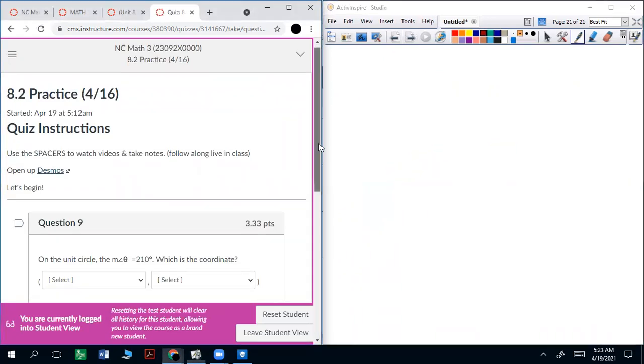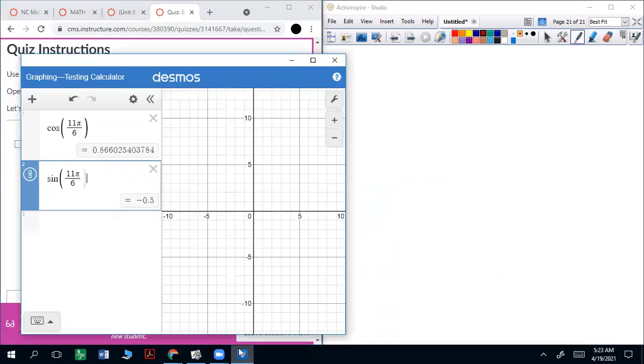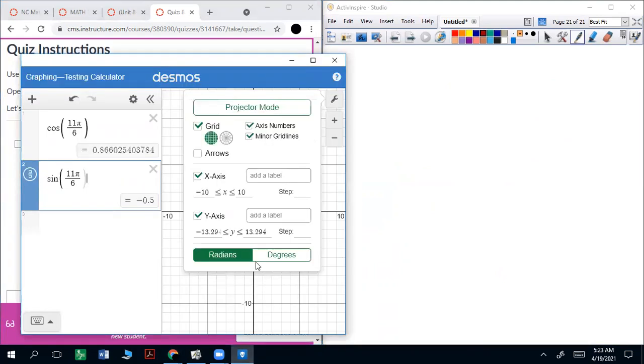All right, 210. You see I'm doing all this without looking at the unit circle. Not really necessary. So 210.